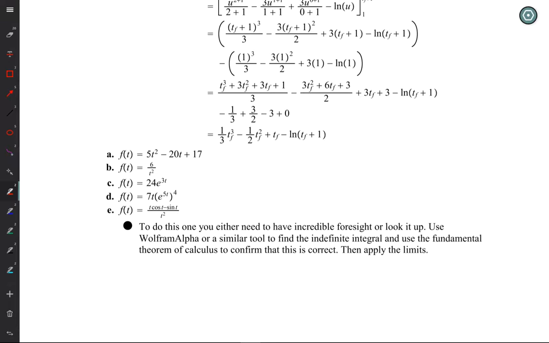So I recommend you use Wolfram Alpha or a similar tool to find the indefinite integral. That is, to find the integral of f of t with no limits, and then use the fundamental theorem of calculus to confirm that it's correct. So this one here is going to be a little more work to solve. Because, looking at that offhand, I'd be like, ooh, I don't want to.